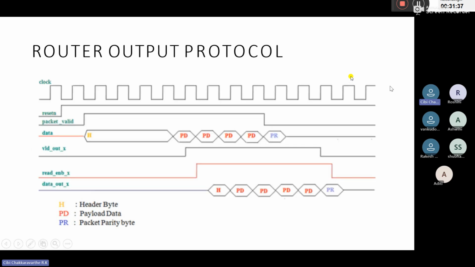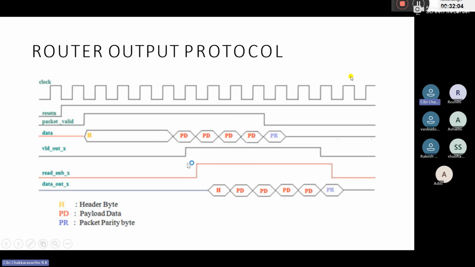And see, this is from the output side. As I told before, first we are resetting, then the packet is valid, and we are passing the data. And see on the output side, the output is valid to receive once our packet payload is ready. It is not considering the header. Once our payload is ready to reach the destination, our valid out will be high.